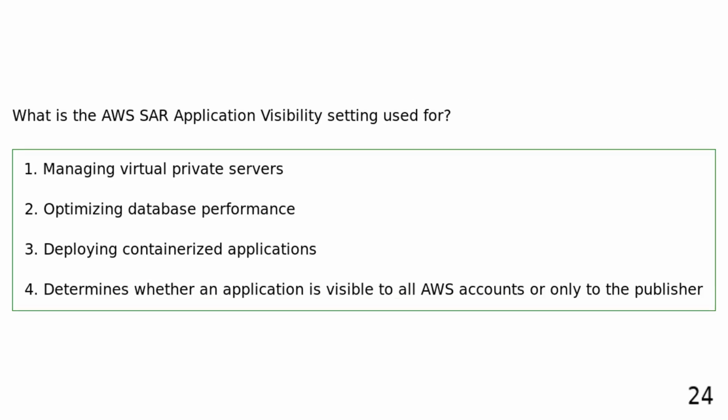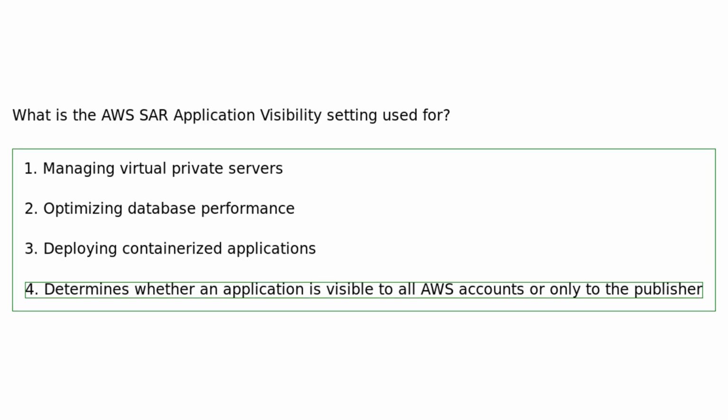What is the AWS SAR application visibility setting used for? Managing virtual private servers. Optimizing database performance. Deploying containerized applications. Determines whether an application is visible to all AWS accounts or only to the publisher. The AWS SAR application visibility setting determines whether an application is visible to all AWS accounts or only to the publisher.